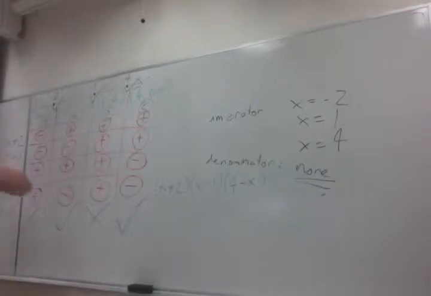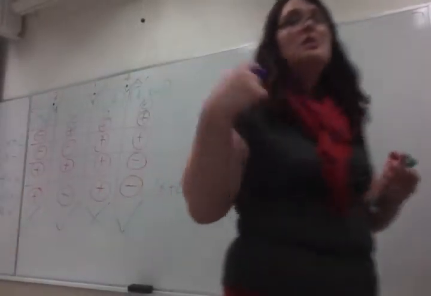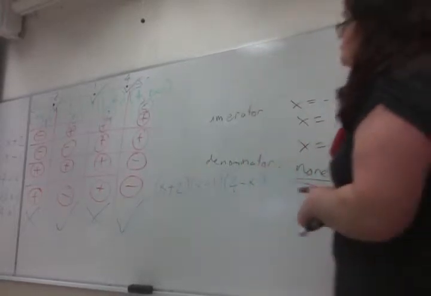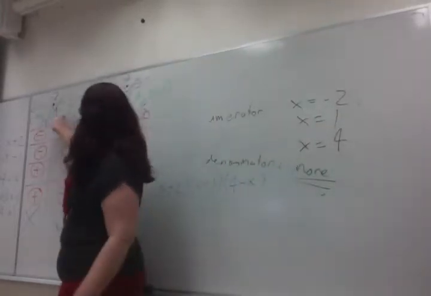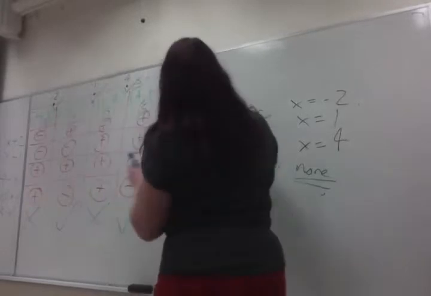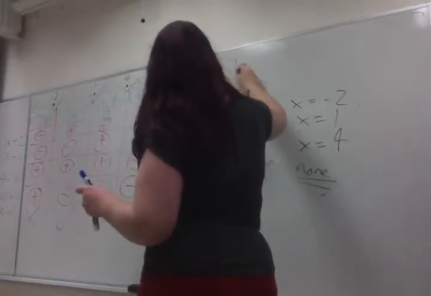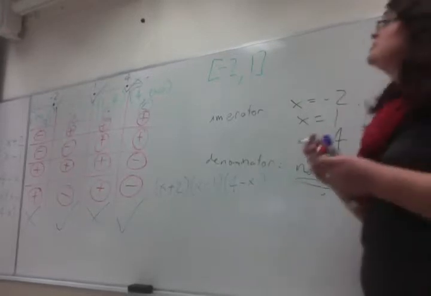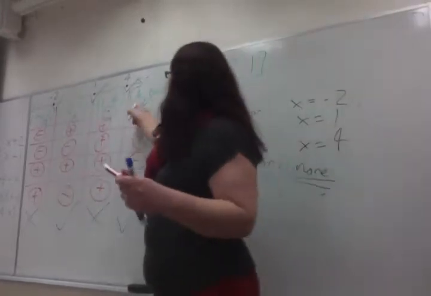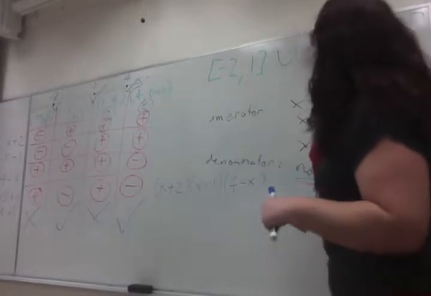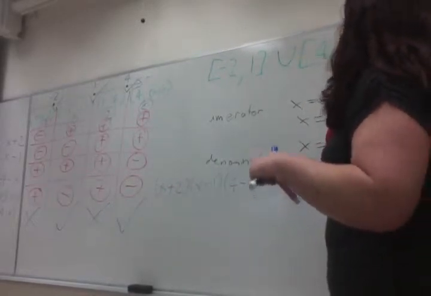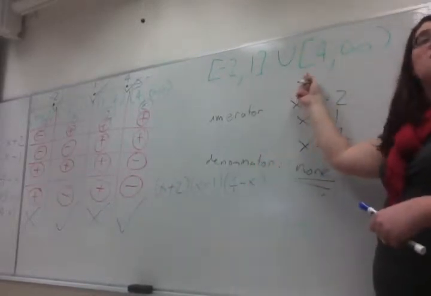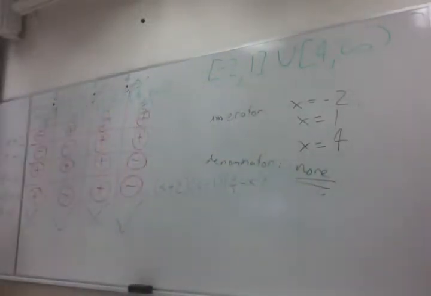So everywhere it's equal to 0, when we write our solution, they're going to have square brackets. So we're going to have this interval from -2 to 1, but we're going to write it with square brackets, because -2 and 1 are both places where it's equal to 0. We're also going to have this interval from 4 to infinity. And here, we're going to write the 4 with a square bracket, because the 4 is a place where it was equal to 0.